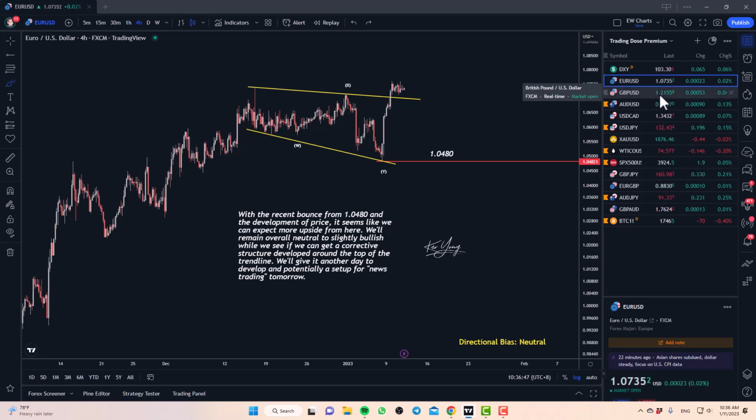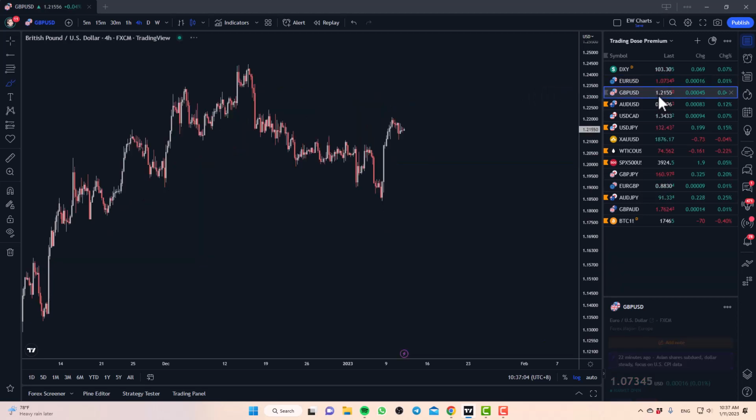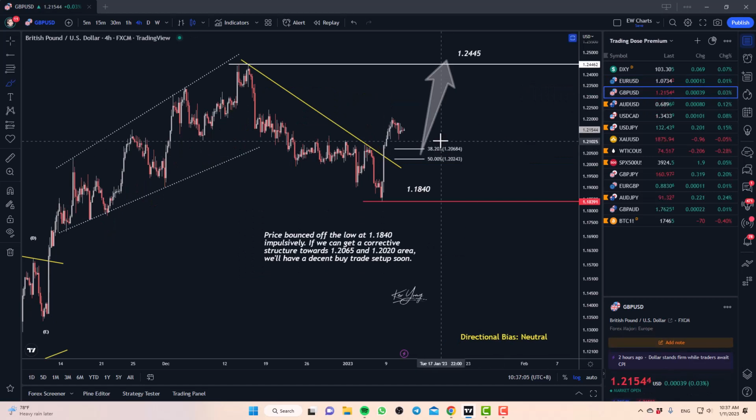Some of these major pairs here will probably be patient and neutral because last Friday's NFP has given us an impulsive move, and after an impulsive move, often we want to be giving it some time to develop into a clear structure before we commit into any trade. So pound dollar over here is kind of similar. Okay, we got an impulsive break above this trend line and a bounce above that 1.1840.